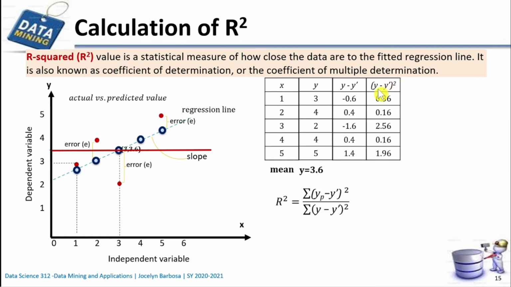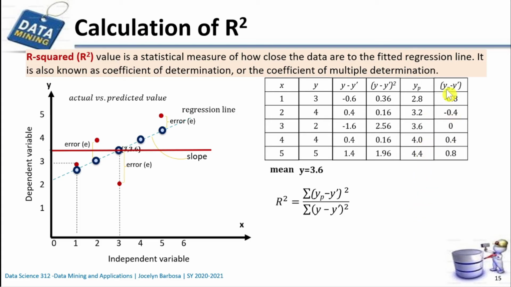And so we get the square of these values here, and these are the corresponding square value of this y minus y prime. And to solve for this numerator of our r squared, we get the predicted value, that is, at x is equal to 1, the predicted value is 2.8, as we have plotted earlier, 3.2, and so on and so forth. And so we get the distance between this predicted value to the mean value of our y. This is actually our mean, that is 3.6.